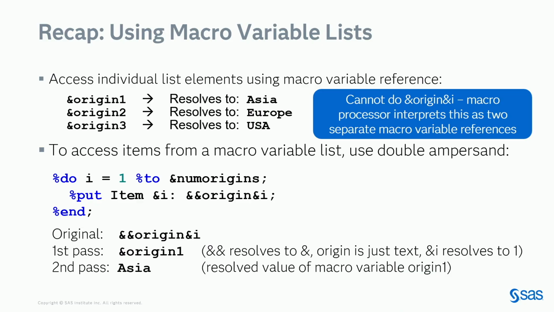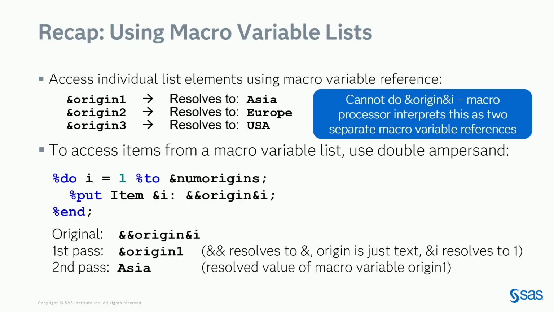But the key here is, in order to look up the ith element from my macro variable list, I need to use some special syntax. I can't just say &origin&i, because the macro processor will interpret that as 2 separate macro variable references, and that's not what we want. We use this double ampersand notation, and so when we put &&origin&i, the double ampersand resolves to a single ampersand. You just have to remember that. That's how it works.